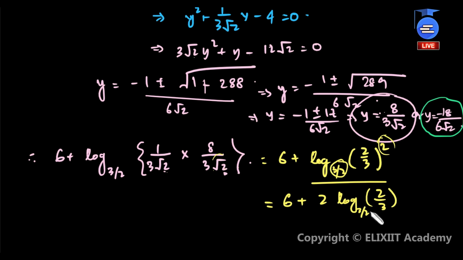Use the properties of log. So we have 6 plus, not 1, minus 1 will come. This is minus 1. So this is 6 minus 2. 4 is coming? Yes, correct.